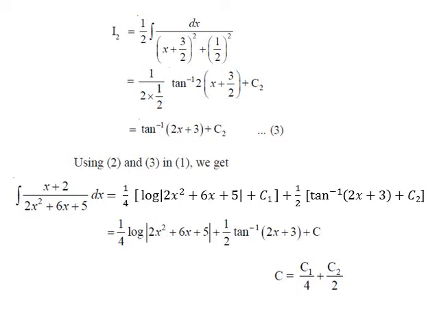Students, instead of writing constants of integration c1 and c2 while integrating I1 and I2, you can write constant of integration c in the final answer directly also.